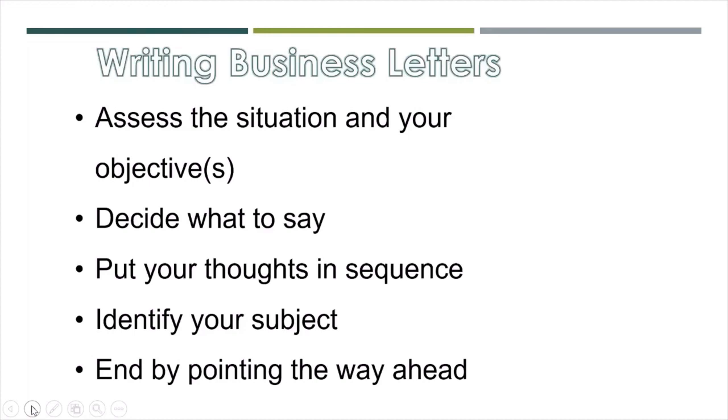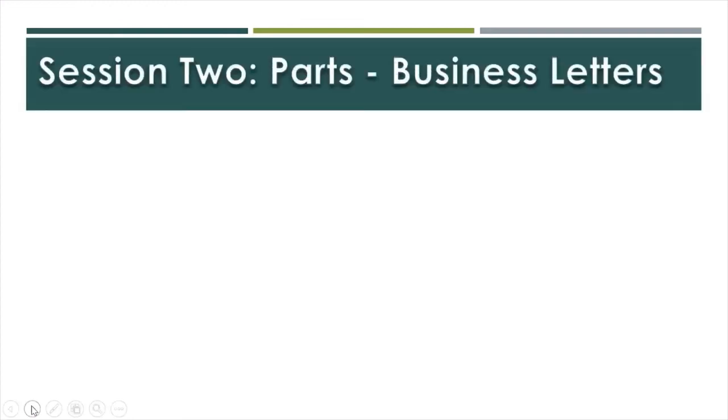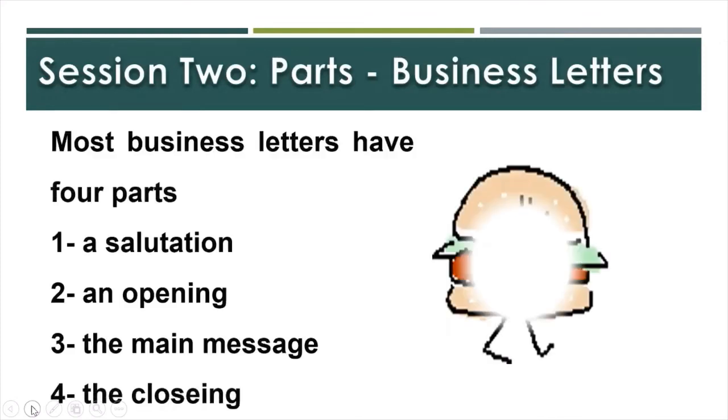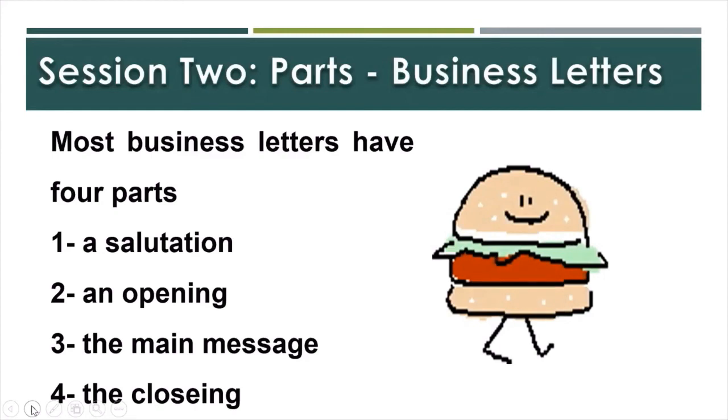Now, here you can see the objectives for writing a business letter. Assess the situation and your objective. Decide what to say. Put your thoughts in sequence. Identify your subject. End by pointing the way ahead. Now, in a letter, there are four main parts which you need to consider, which the letter should have: a salutation, an opening, the main message, and the closing.